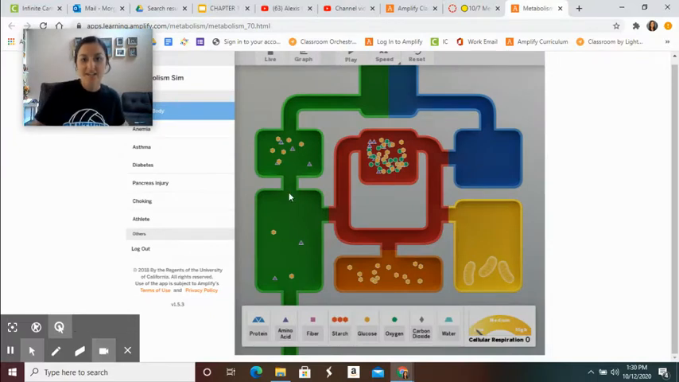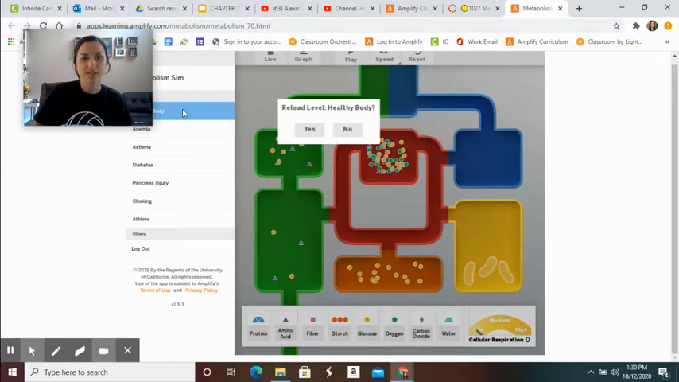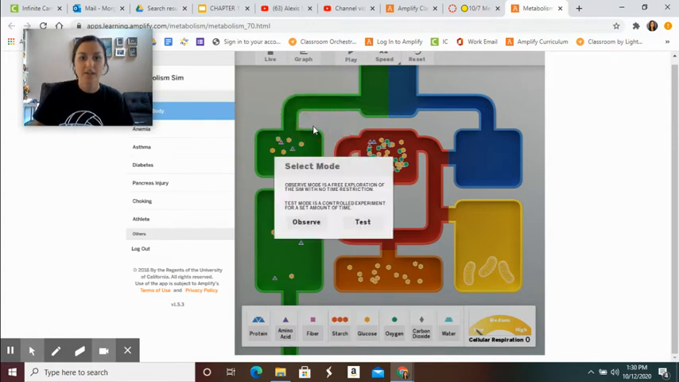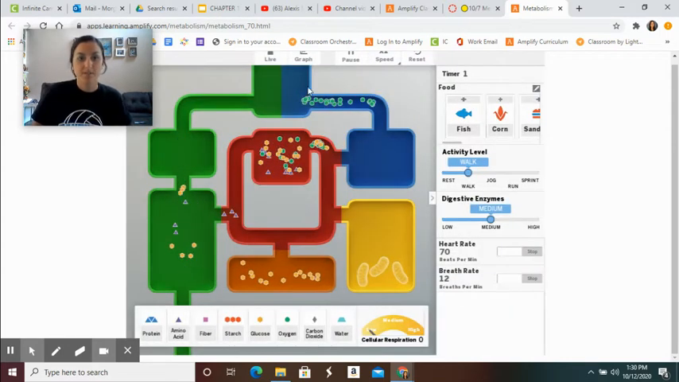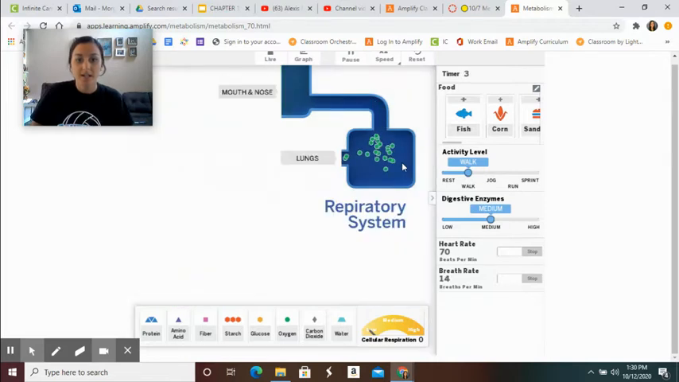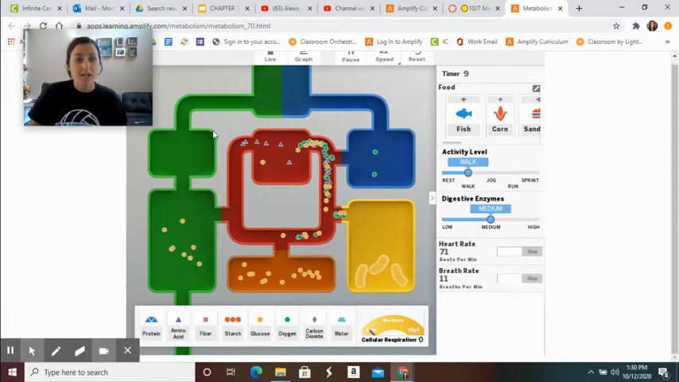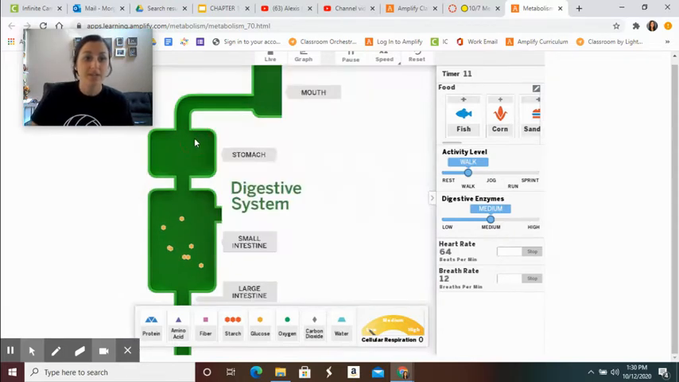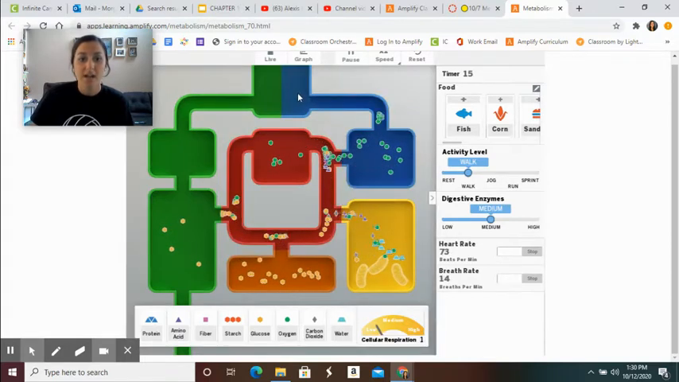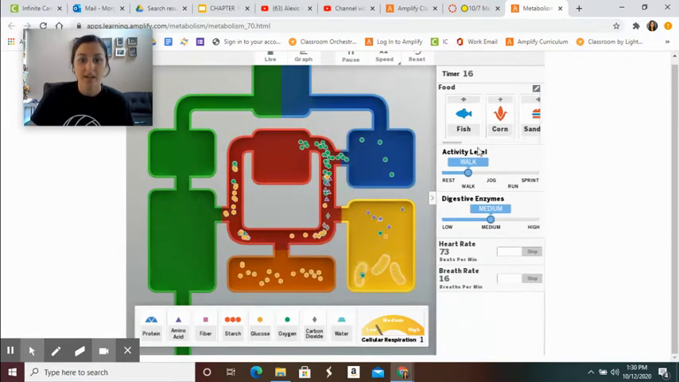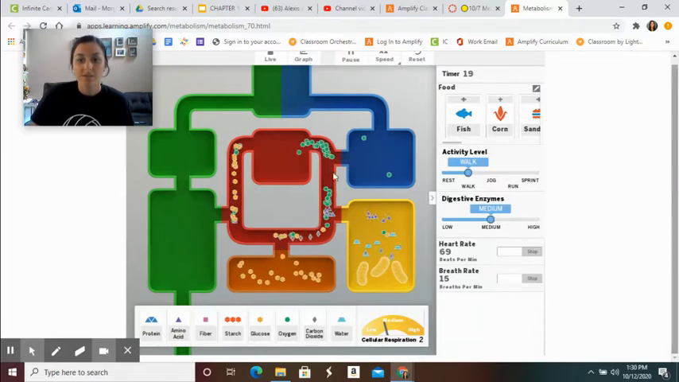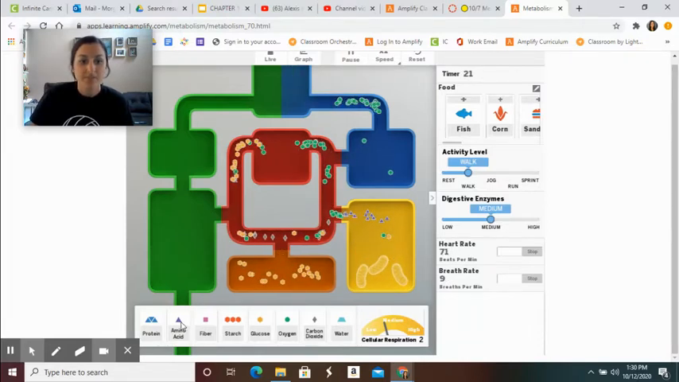All right, so here is the simulation, and what you're going to do is click healthy body, click yes, and then just observe. You're observing what each one does. Our blue is respiratory, and you can click out in the space. Each color represents one of them. Our green is our digestive, and you can simulate and watch all these things happening. All these different colored shapes that are entering and leaving are our molecules.